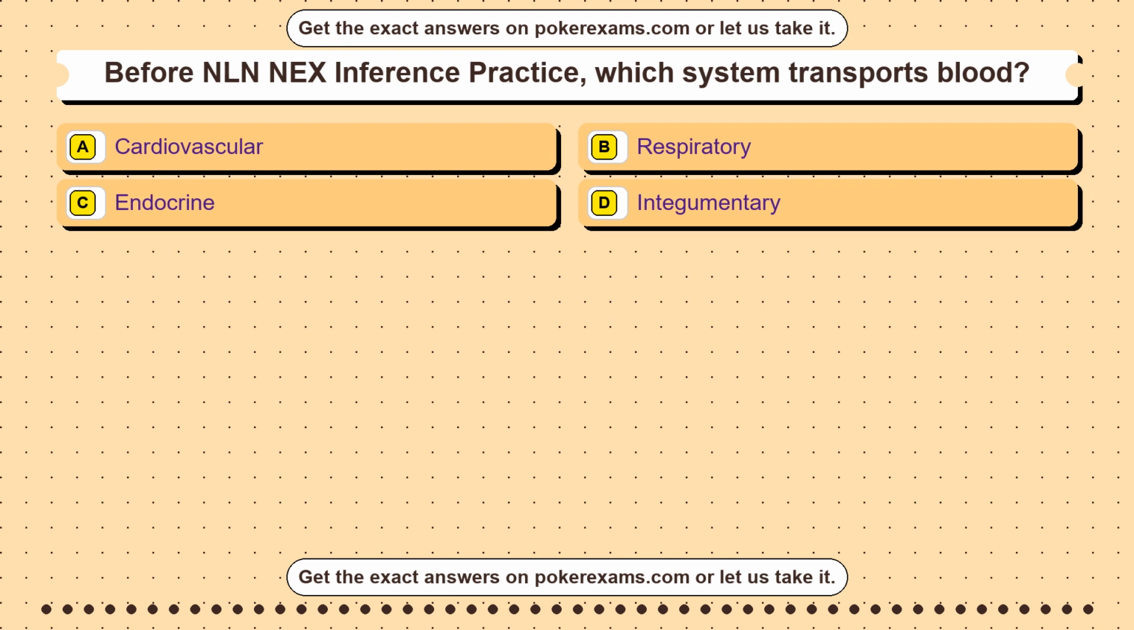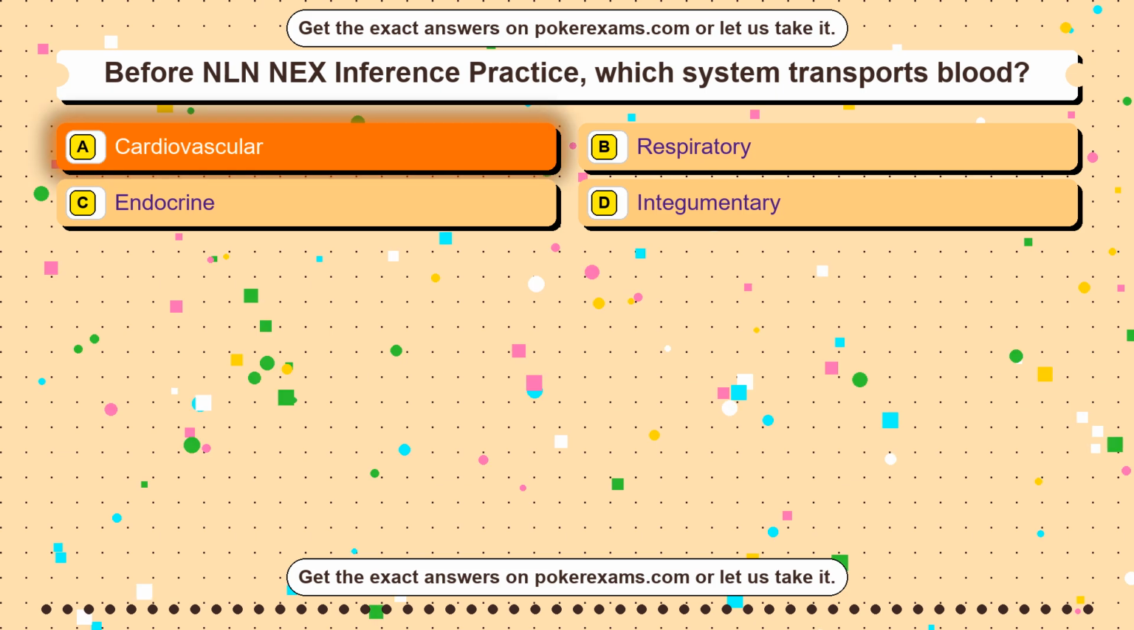Question 5. Before NLN NEX Inference Practice, which system transports blood? Option A. Cardiovascular. Option B. Respiratory. Option C. Endocrine. Option D. Integumentary. The correct answer is option A.